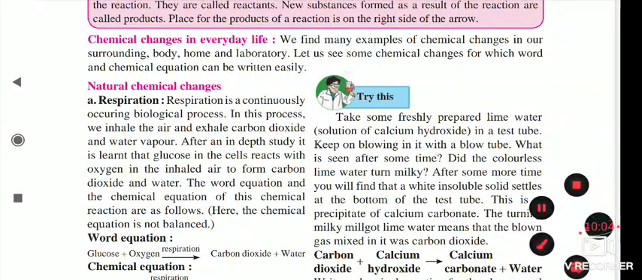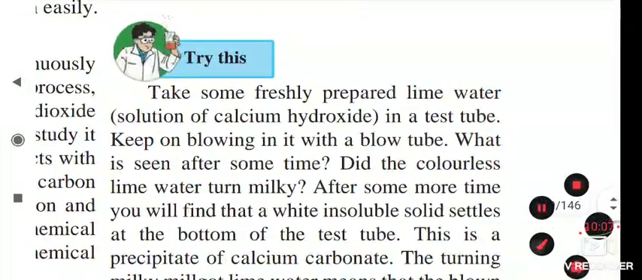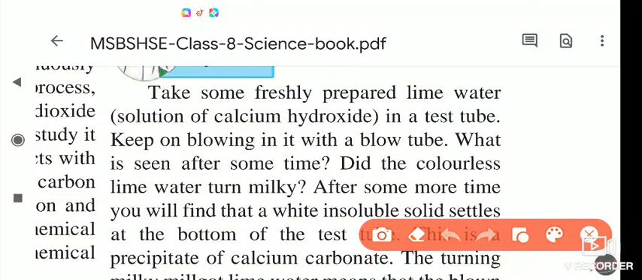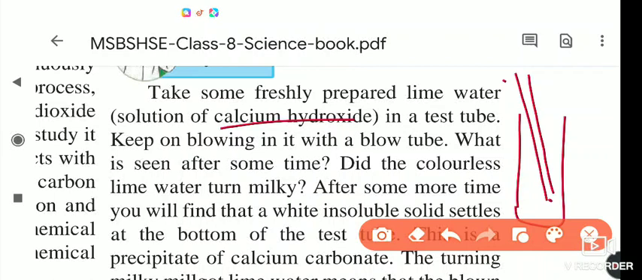Now here one thing is given: take some freshly prepared lime water, that is, a solution of calcium hydroxide, in a test tube. Keep on blowing into it with a blow tube. So we have to blow inside the lime water. What is seen after some time? Freshly prepared lime water is colorless.